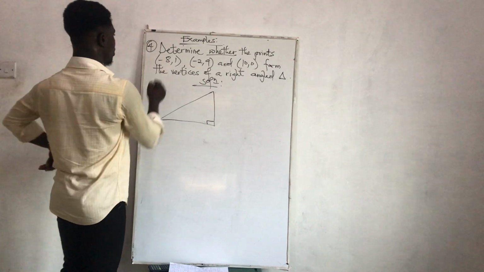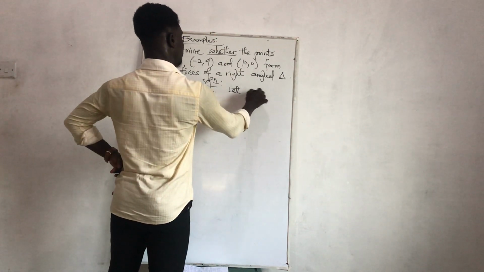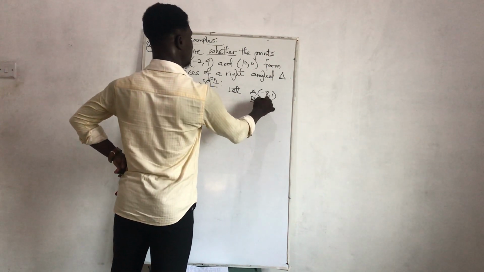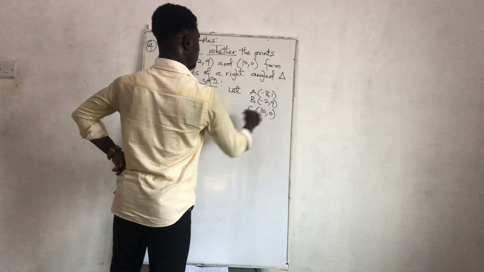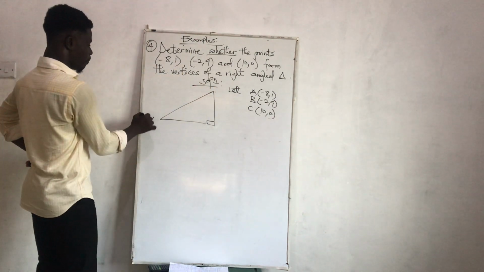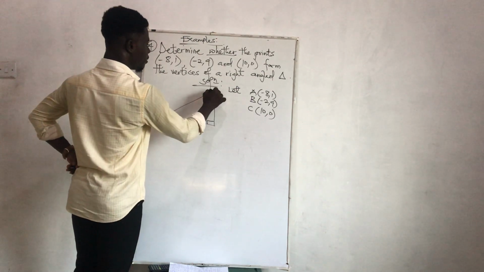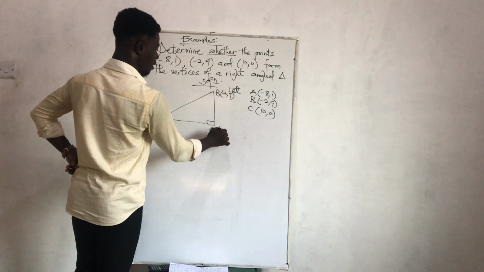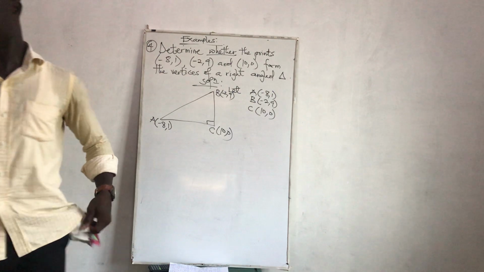So now here, we can say that let point A be negative 8, 1. Then point B be negative 2, 9. Then point C be 10, 0. So I have my point A, which is negative 8, 1. Point B, which is negative 2, 9. Then point C, which is 10, 0. So we have it as that. Can you watch it very carefully?